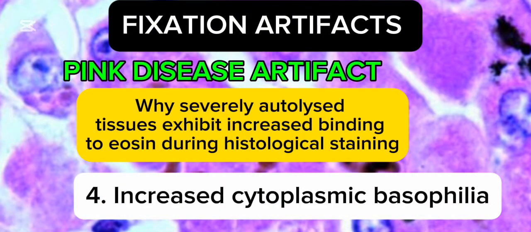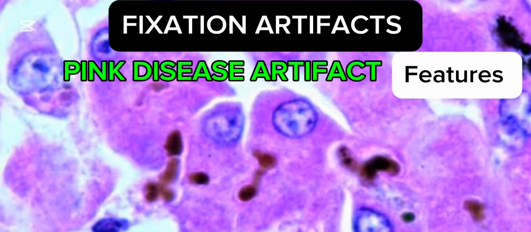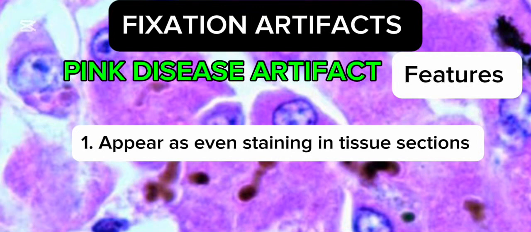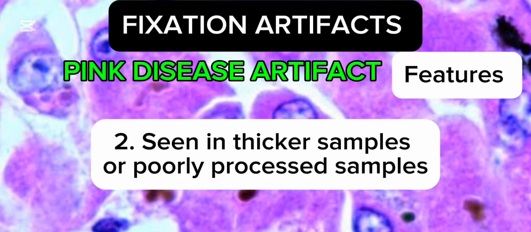There is increased cytoplasmic eosinophilia. Autolysis leads to the collapse of organelles and the release of cytoplasmic proteins, which are eosinophilic. So the abundance of exposed proteins increases eosin binding. So pink disease artifacts appear as uneven staining in tissue sections, and affected areas appear excessively pink due to strong eosin uptake, and are common in thicker tissue samples or poorly processed specimens.